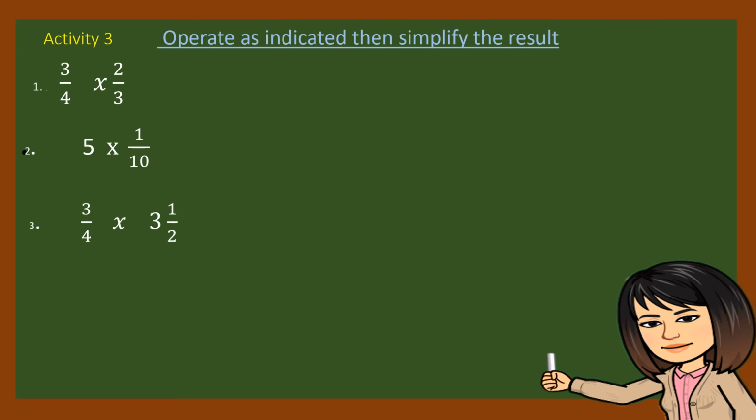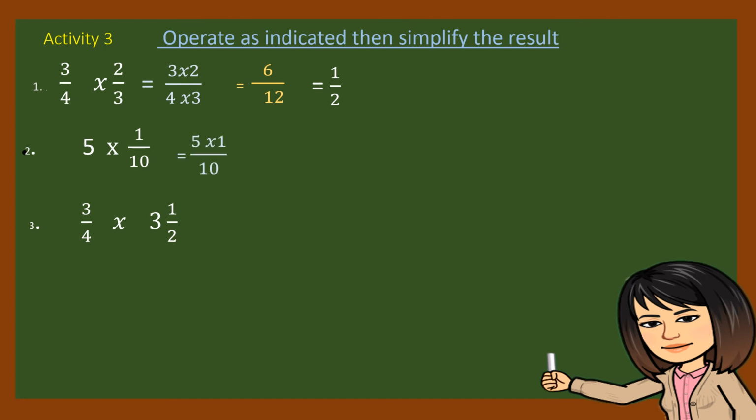Okay. So, ito ang number 1. So, numerator 3 and 2. Denominator 4 and 3. Ayan, multiply lang. So, product lang numerators natin ay 6, ng denominators is 12. Then, simplify natin yung lowest term pa natin, ang 6 and 12. Divide lang natin ang both numerator and denominator by 6. The final answer is 1/2.